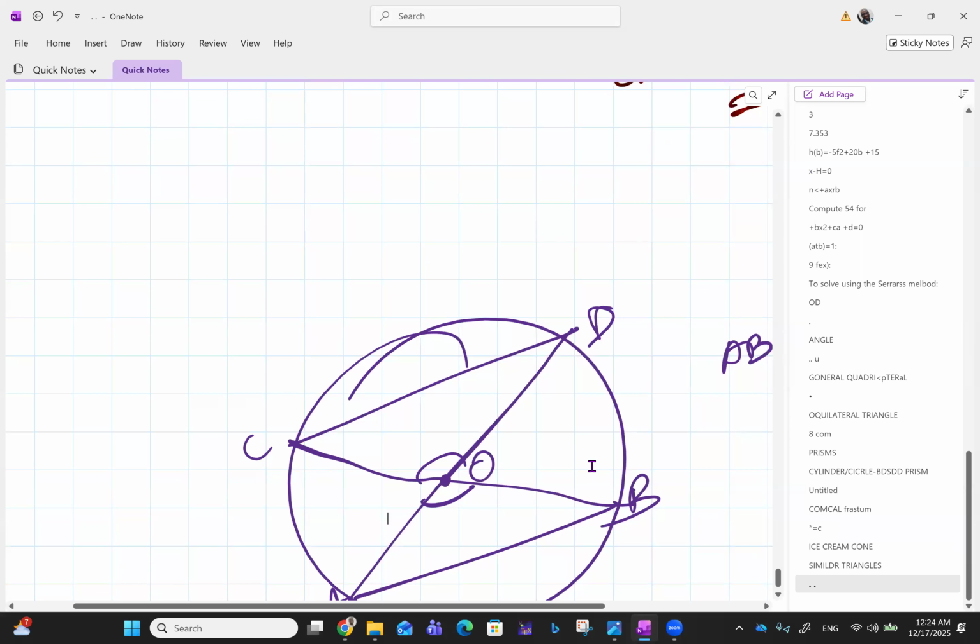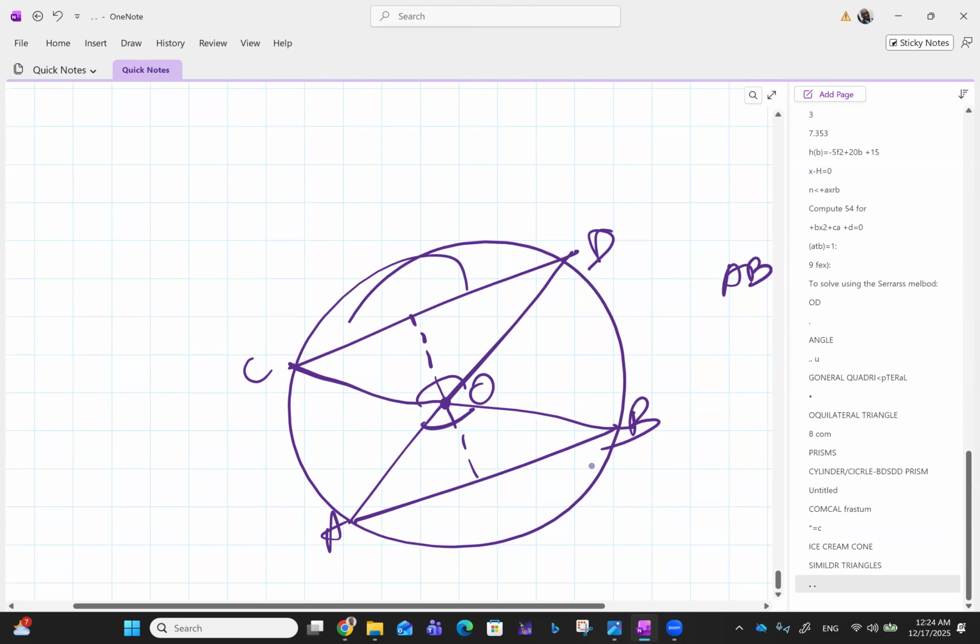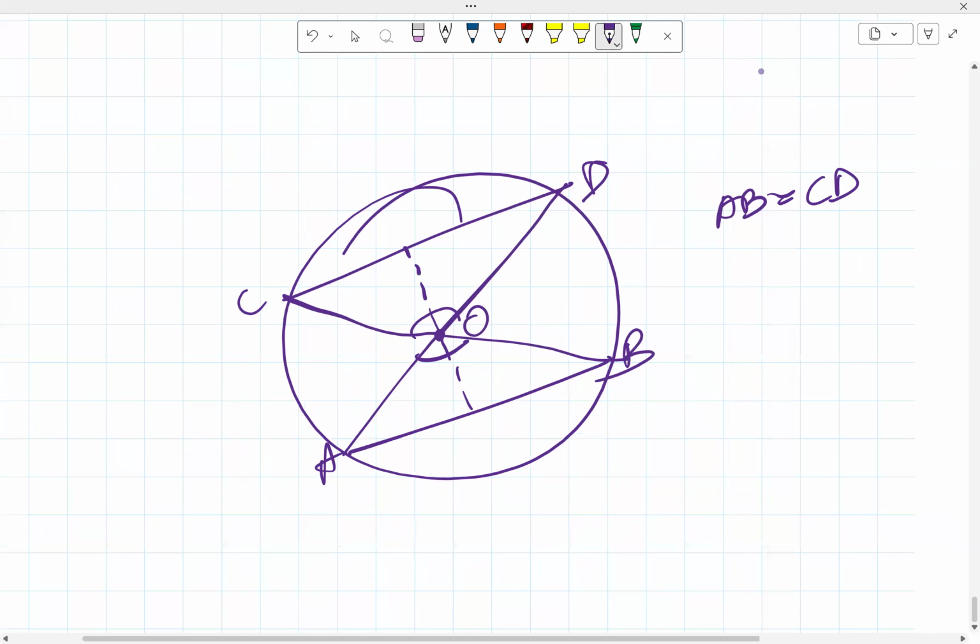That should make sense because we're now saying that this chord CD, the distance from this center is the same thing as the distance of chord AB from the center. So because they are equal chords, we have the two in one like that now. So let's go ahead and explore this possibility.